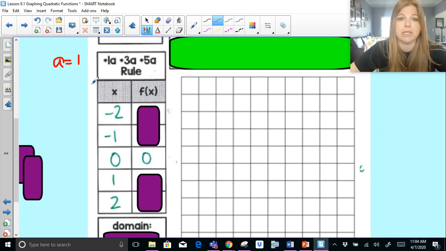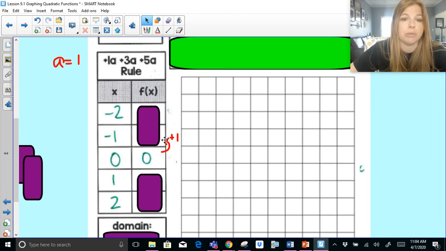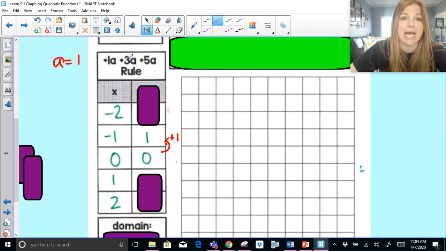When you have an a value equal to 1, the way you fill in the rest of the table, this is going to be really fast, is you simply multiply your a value times 1. And so 1 times 1 would mean I would just simply add 1. And 0 plus 1 is 1. Then the next rule would be to add 3 times a. Well, 3 times 1 is just 3. And I take this response here and I simply add 3.